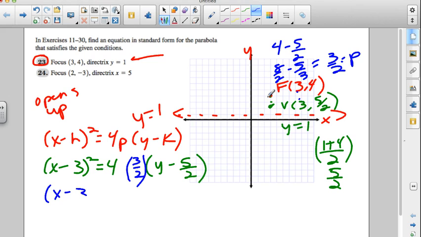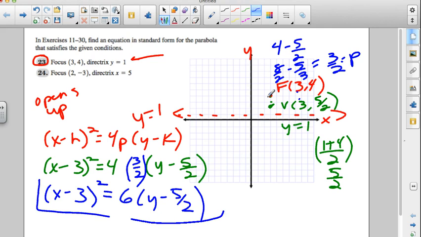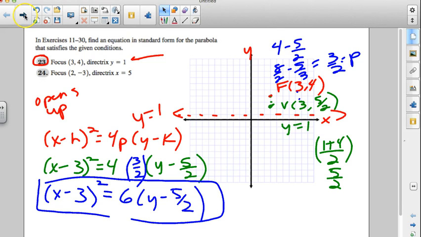Now, standard form is we go ahead and multiply out 4 with whatever we have for p. So 4 times 3 halves is 12 halves, and 12 divided by 2 is 6. And again, only one, either the x or the y, is squared, never both. X squared for up and down, and then y squared for right and left. So there it is. X minus 3, the quantity squared, equals 6, times the quantity y minus 5 halves.